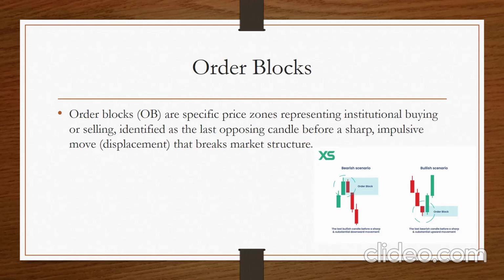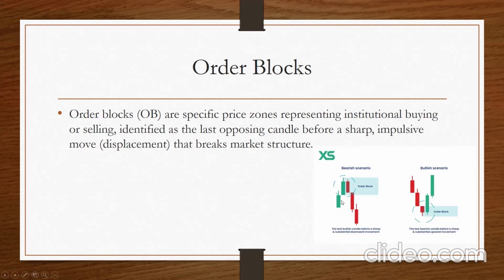Okay. So before every sharp or impulsive move or displacement, there is an order block. So normally when you see an impulsive move, go and check it well. You may see an order block there. That's basically it. And often it breaks the market structure. Most of the time, it breaks the market structure. By that, we mean that if it is in a downtrend, it will break the most immediate lower low, or if it is in an uptrend, it will break the most immediate higher high. That's basically it.